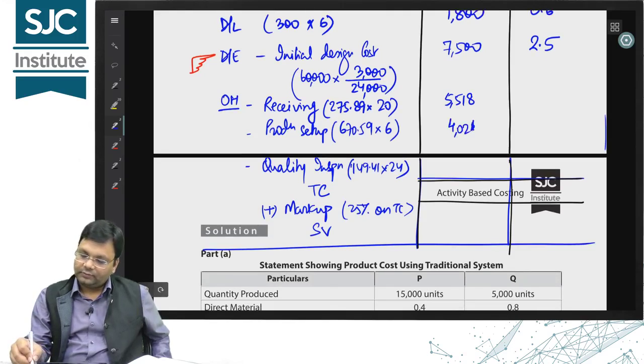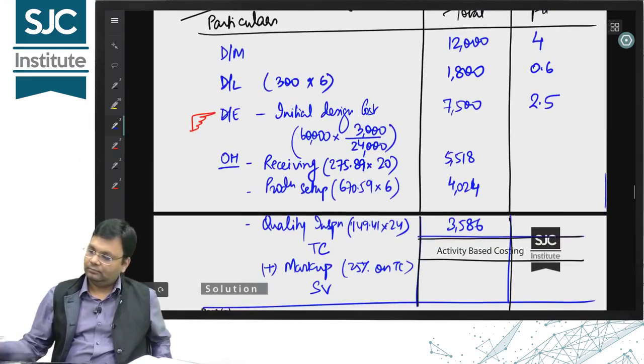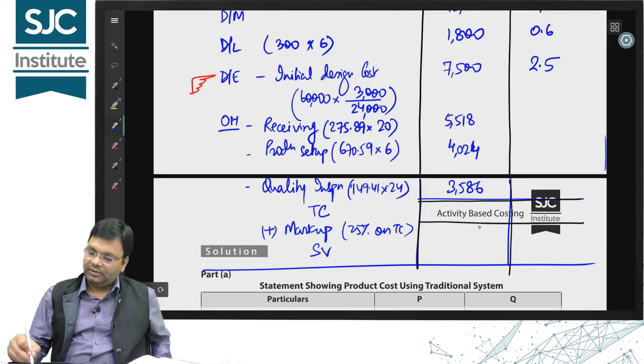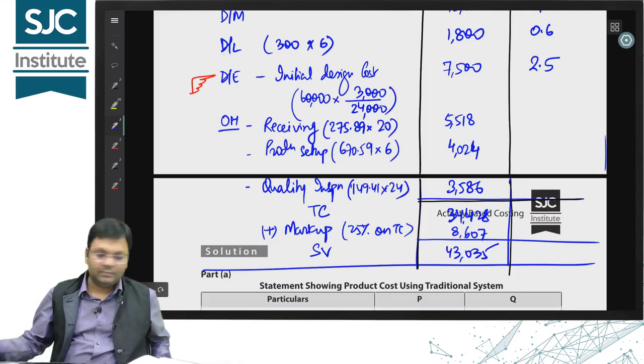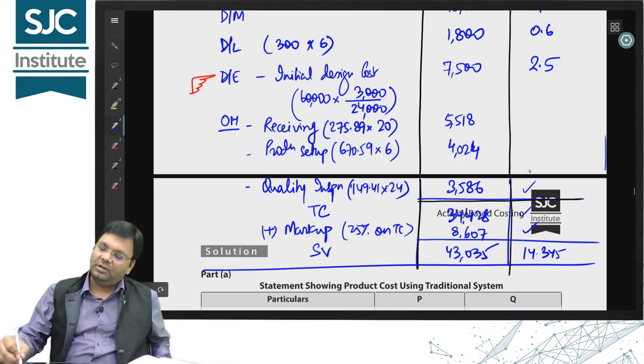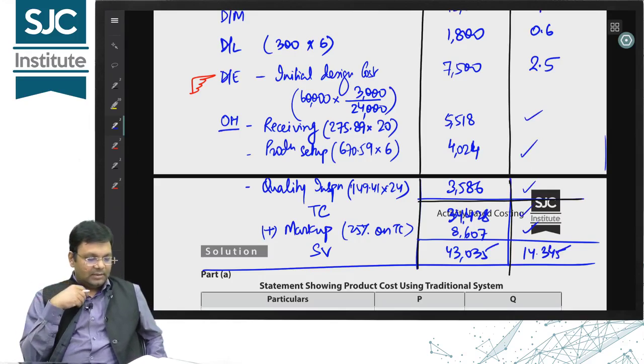4,024. 3,586. 34,428. 8,607. 43,035. Then divided by 3,000 is 14.345. So you can put in all the columns per unit also, but this is the answer, 14.345.